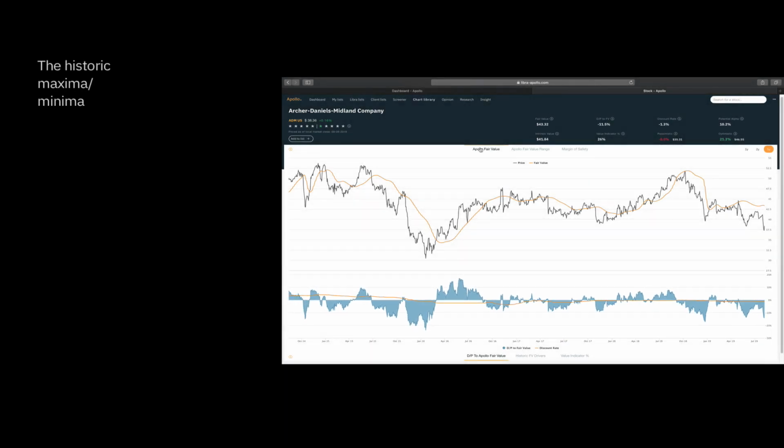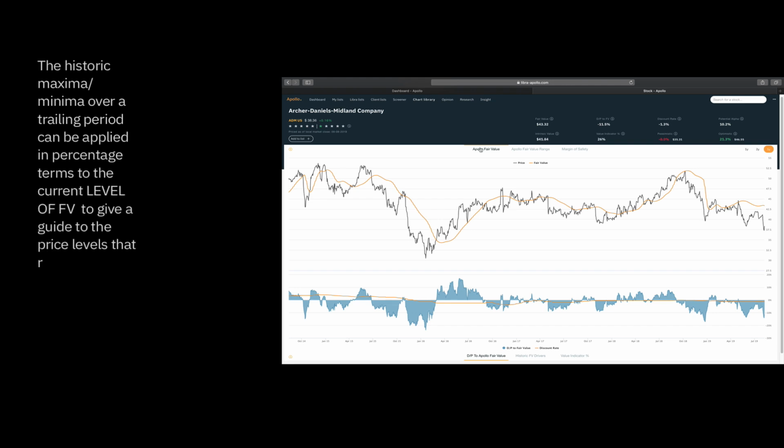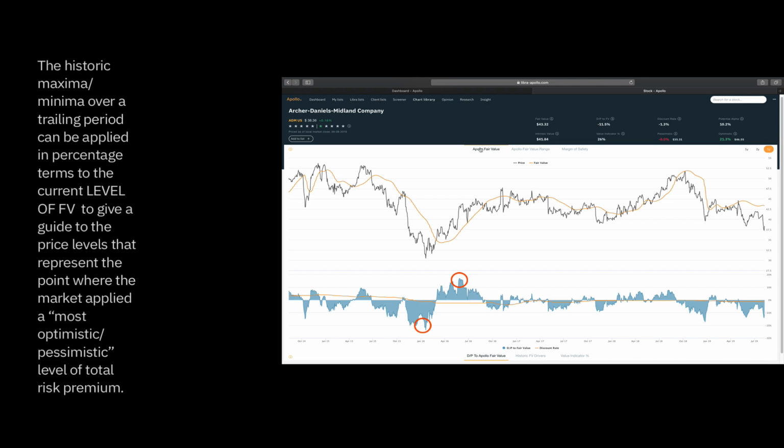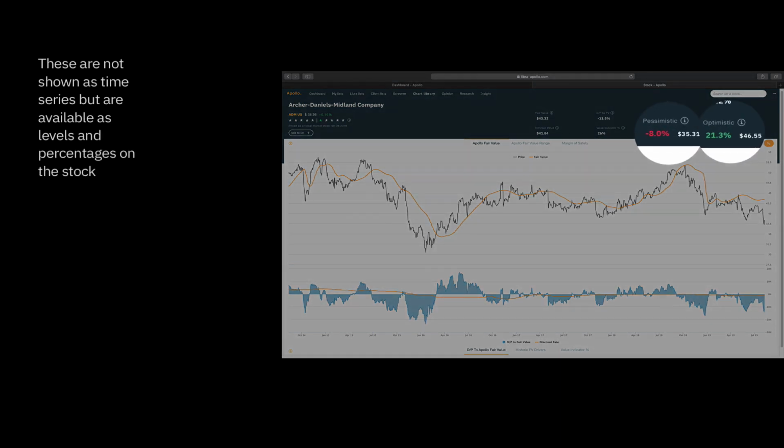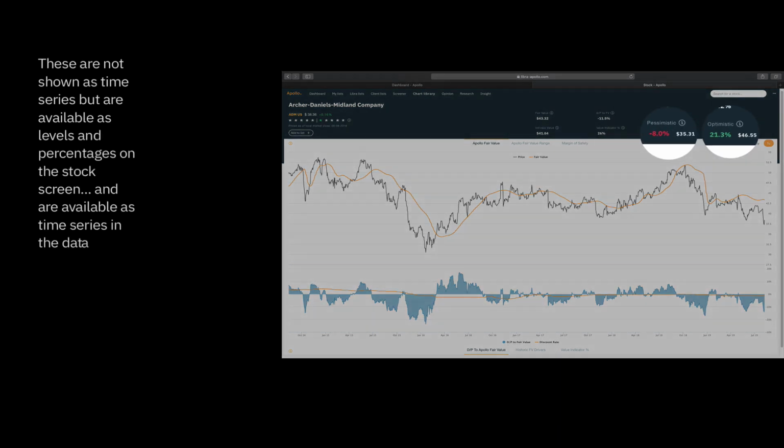The historic maximum and minima over a trailing period can be applied in percentage terms to the current level of fair value to give a guide to the price levels that represent the point where the market applied a most optimistic or pessimistic level of total risk premium. These are not shown as time series, but are available as levels and percentages on the stock screen and are available as time series in the database.